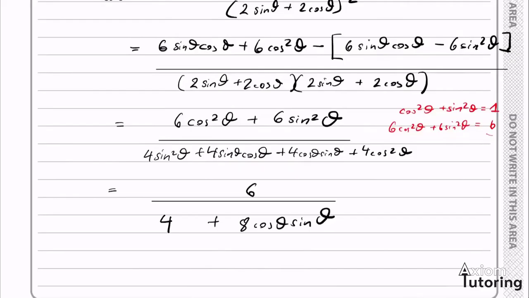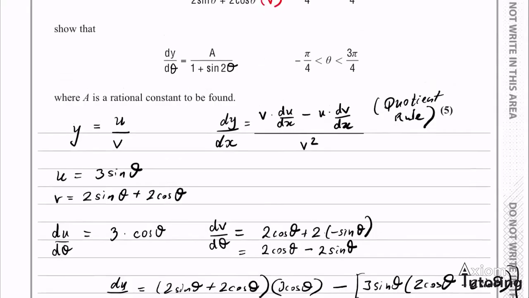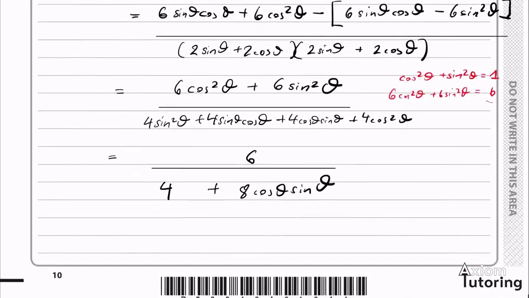Okay, so from here, we just need to double check what we actually want. Okay, so it's actually dy over d theta equals a over 1 plus sine 2 theta. So we want to show that we get a constant over 1 plus sine 2 theta. So this thing here, can we rewrite this?